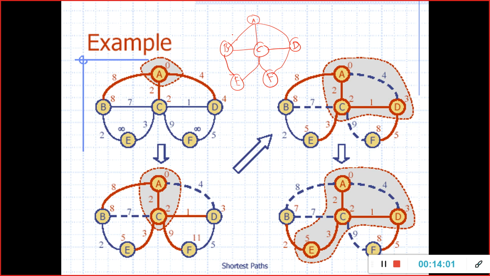So you have here 8. This is 4. This is 1, and this is 7. This is 2. This is 3, this is 2. This is 9. And this is 5.